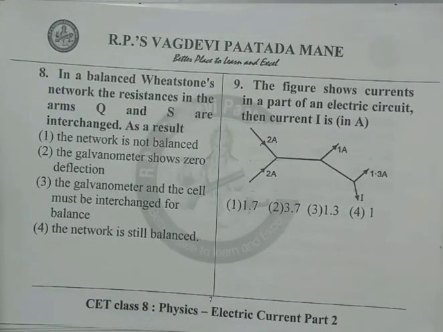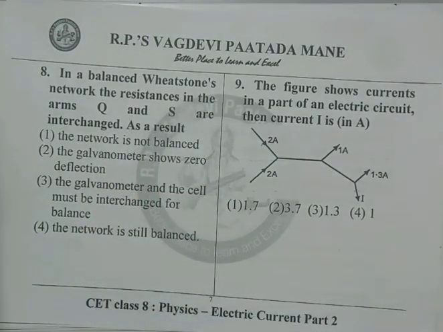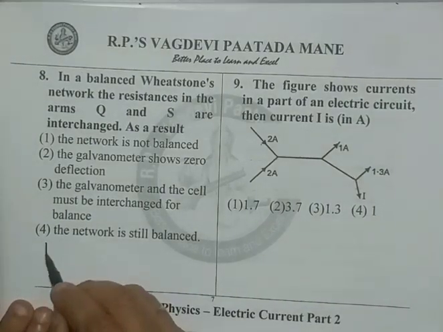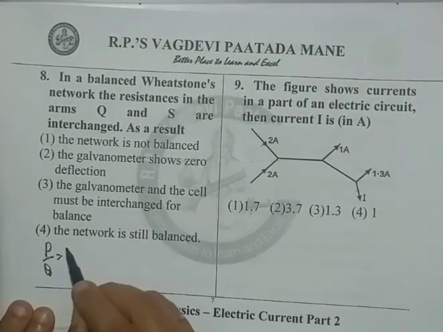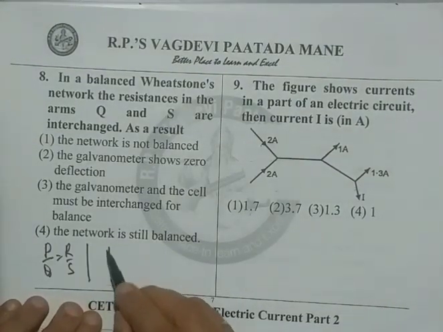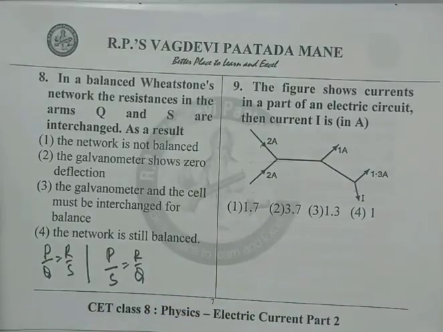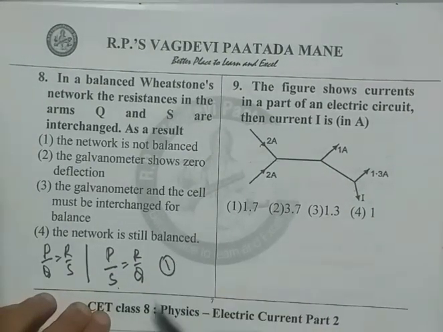In a balanced Wheatstone network, the resistances in the arms Q and S are interchanged. As a result, we write the balance condition in the beginning. P by Q equals R by S. Once Q and S are interchanged, that means I can write P by S and R by Q. But in this second condition, we cannot obtain the first ratio in any manner. Therefore, the network is not balanced. Option 1 is correct.